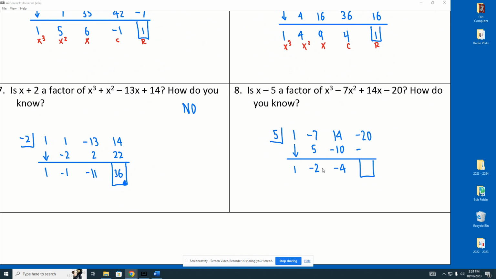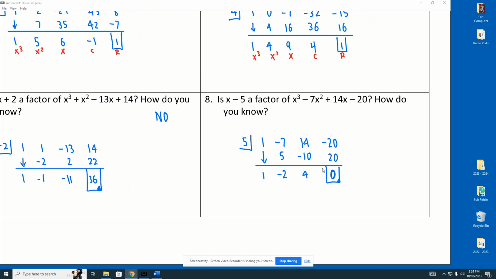Where is the mistake? 14. Oh, I don't know why I did that, y'all. You'll have to excuse me. 14 minus 10 is positive 4. Sorry about that. And 5 times 4 is positive 20. And sure enough, 20 minus 20 is 0. Remainder 0. So the question is asked, is x minus 5 a factor? Absolutely, yes, it is. Okay?